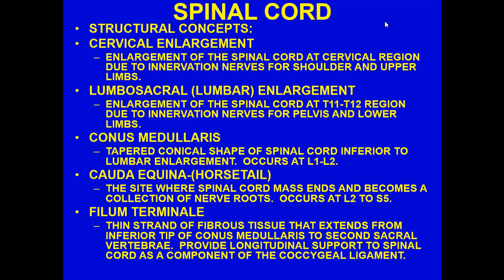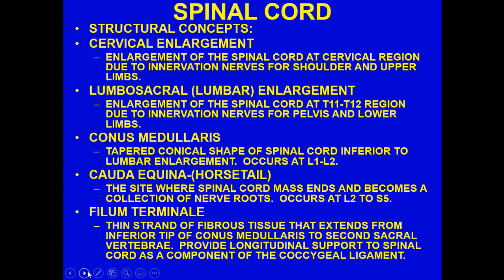The filum terminale is a thin strand of fibrous tissue that extends from the inferior tip of the conus medullaris to the second sacral vertebra. This provides longitudinal support to the spinal cord as a component of the coccygeal ligament. What I'm basically saying here is it is the filum terminale that doesn't allow the spinal cord to bounce around inside of the vertebral foramen space. Rather, it helps in anchoring it so it doesn't shift much.